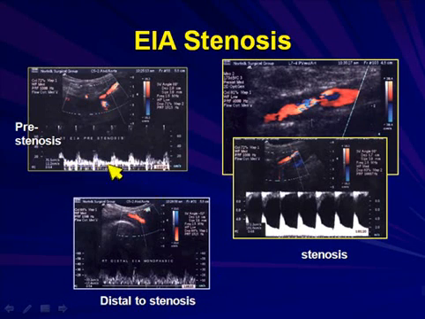So here's what I was talking about. Here's the pre-stenosis waveform. It is monophasic. It doesn't have a diastolic component. Then we get into the highest velocity and then document the post-stenotic turbulence distal to the stenosis.